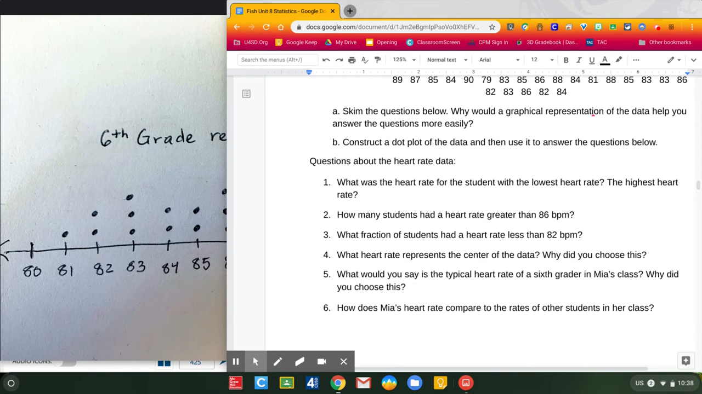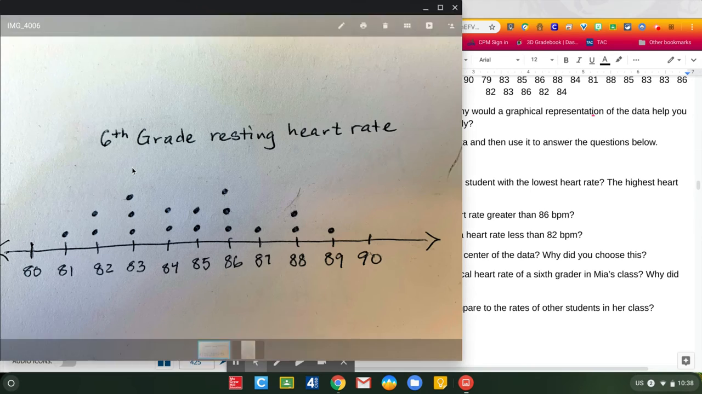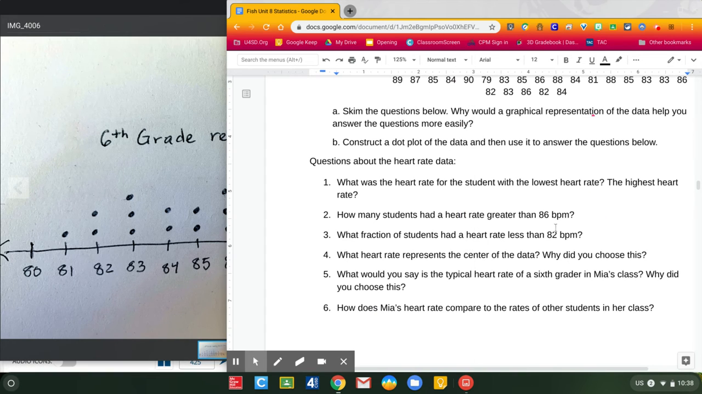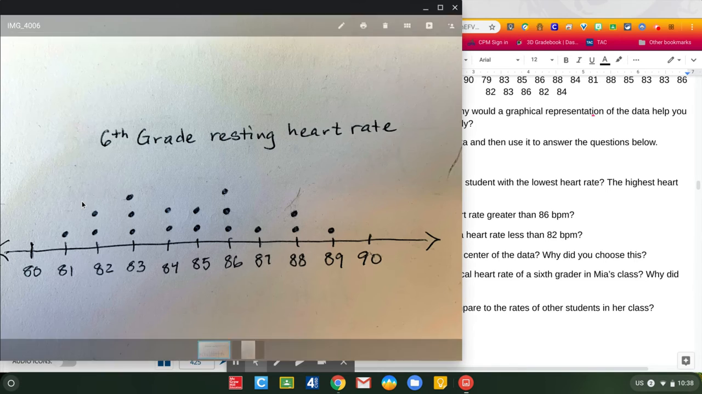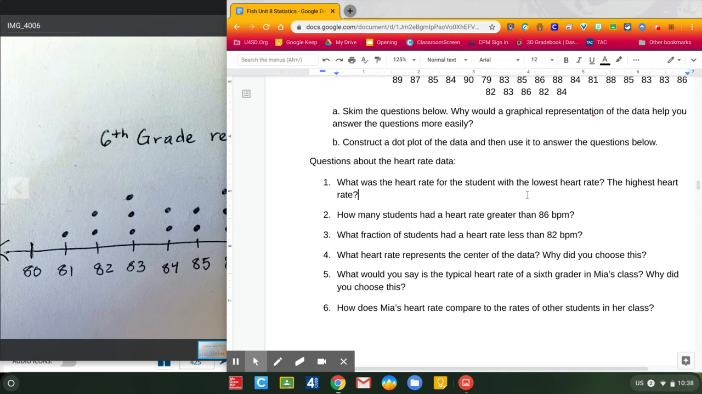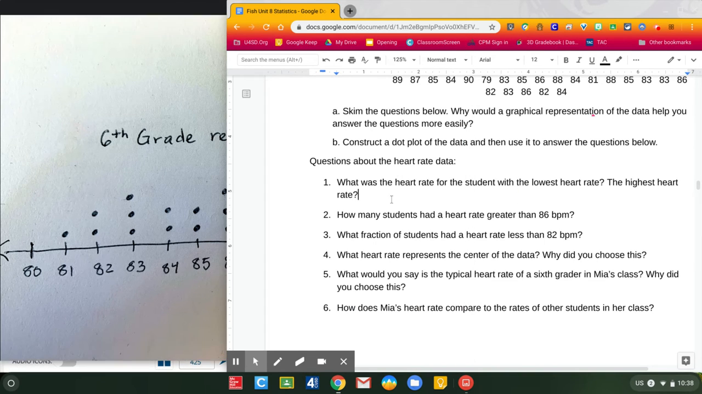The student with the lowest heart rate was 80. That was Mia. And the student with the highest heart rate was 89. We don't know who that is. How many students had a heart rate greater than 86 beats per minute? Well, greater than would not include 86. So 1, 2, 3, 4. 4 students had a heart rate greater than 86 beats per minute.